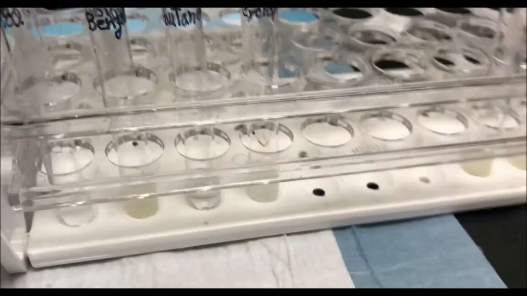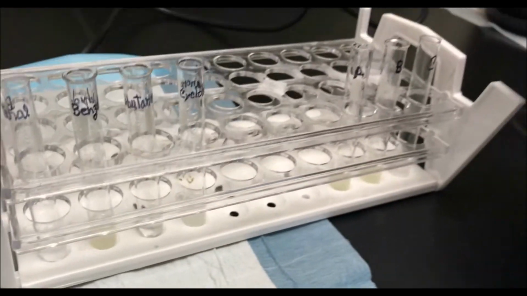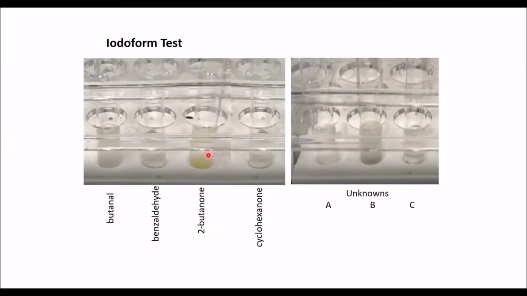Next, add 20 drops of iodine reagent and look for the formation of yellow precipitate. Only in the 2-butanone test tube can you see the yellow precipitate. None of the unknown solutions are positive for methyl ketones.